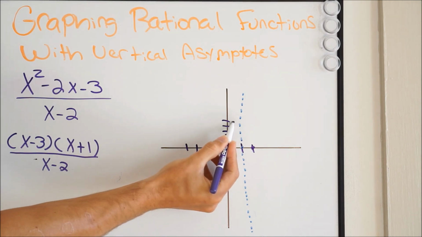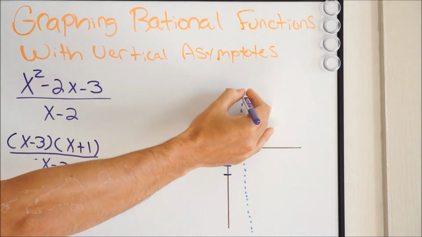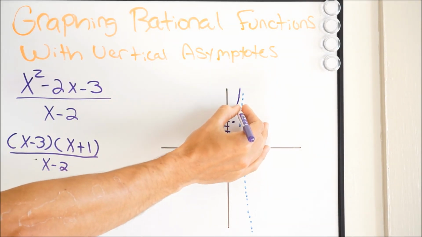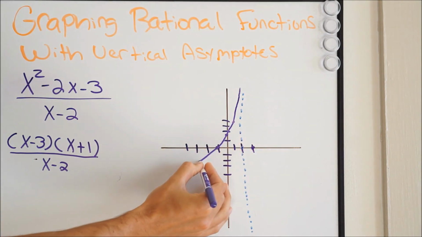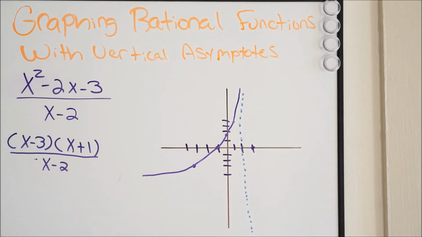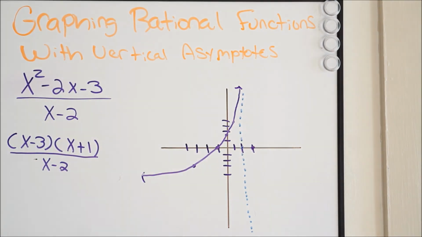Right about here, and again, that is enough information to graph that side of the graph. All right, so we're going to have something like this. Again, it's approaching this vertical asymptote, and we'll have something like that. All right, it won't be perfect, but you get a good representation of what's going on. All right, let's do the right side now.